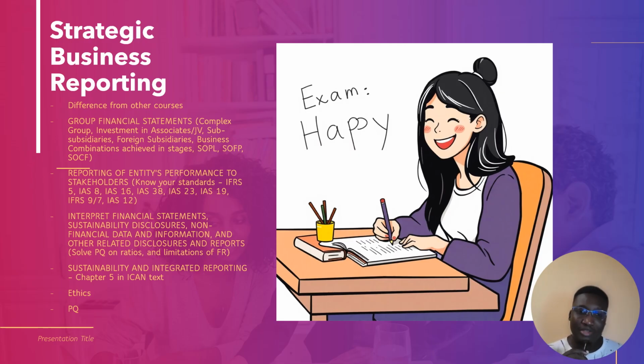So what will you learn for group FS? You start with associate or JV, investment in associate or JV, joint ventures. There's the equity method. Then you go to complex group, you go to subsidiaries. A tip: you can just solve and know one past question on each of these. Once you've learned the format, just keep revising one past question on each of these because there are plenty. Then you can also learn SOPL and SOFP.